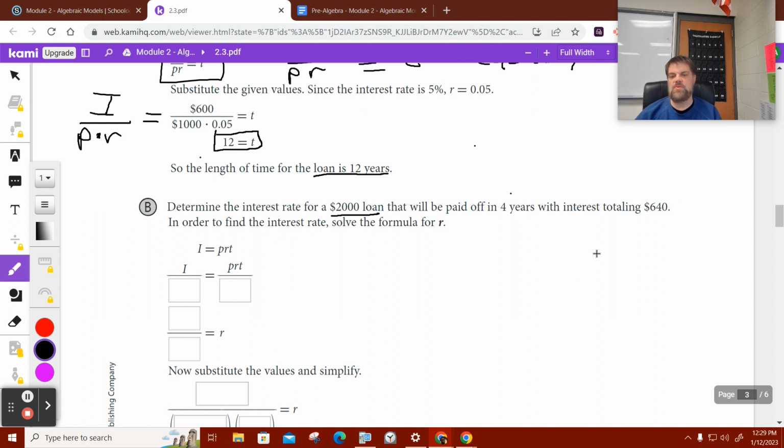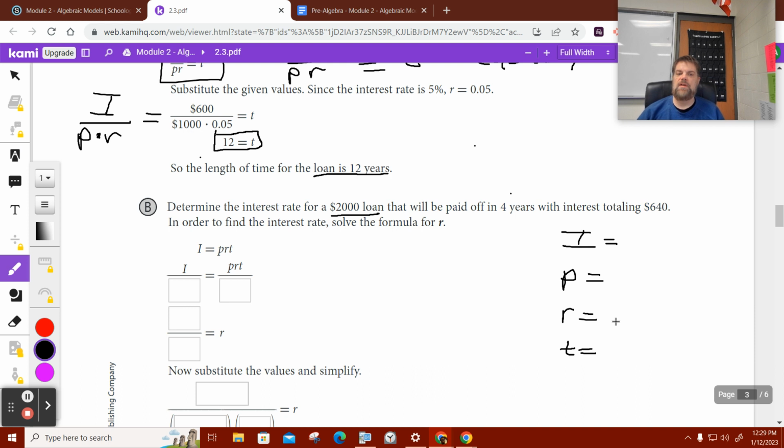So what we need to do is figure out what is I. Okay, we need to figure out what is the principal, P. So I is the total interest paid. P is the principal, the initial amount of the loan. R is the interest rate as a decimal, and T is the number of years in time. So what does P represent, or what does $2,000 represent? Which variable is that?